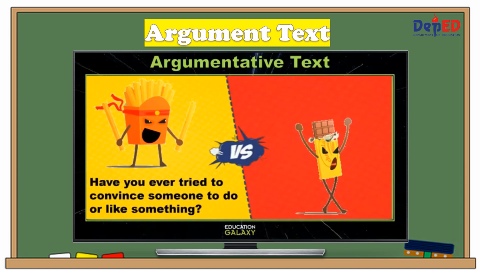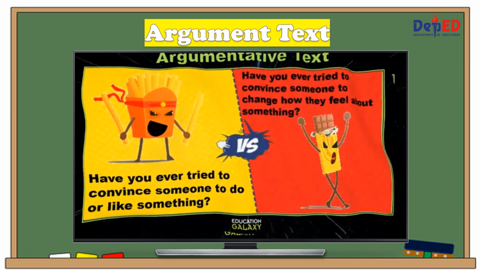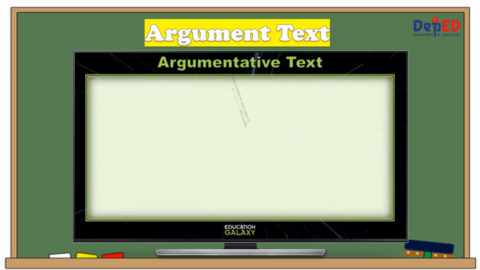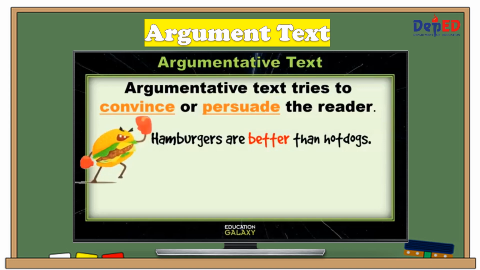Have you ever tried to convince someone to do or like something? Have you ever tried to convince someone to change how they feel about something? That is argumentative text. Argumentative text tries to convince or persuade the reader. Let's look at this sentence. Hamburgers are better than hot dogs. Who agrees with that sentence?